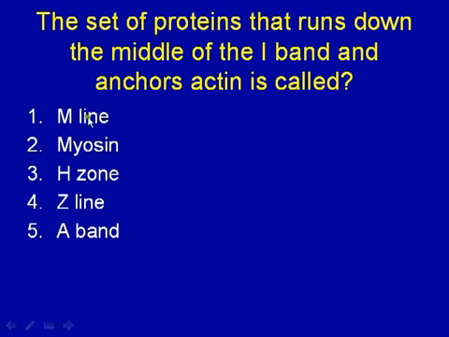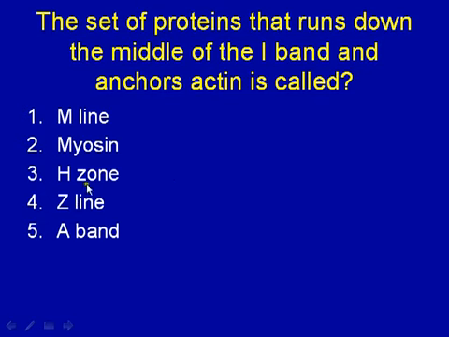So what does the M line anchor? Myosin, right? And obviously that's wrong. How about the H zone? What's stuck in the middle of the H zone? It's the M line stuck in the middle, not the actin. In fact, the H zone never has actin in it. Never, ever, ever. When the actin moves closer to the center, what do you think happens to the H zone? It shrinks. So we know that's not the H zone.